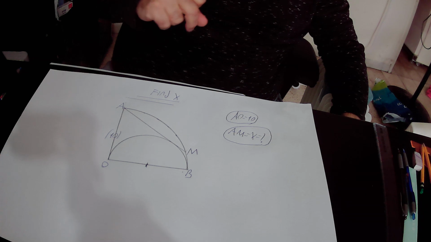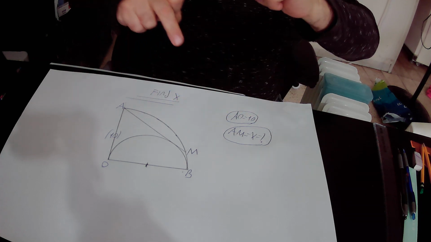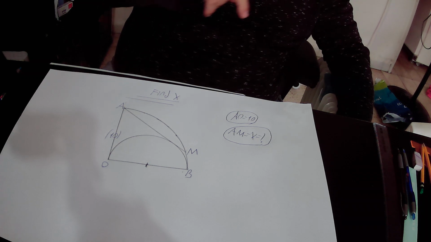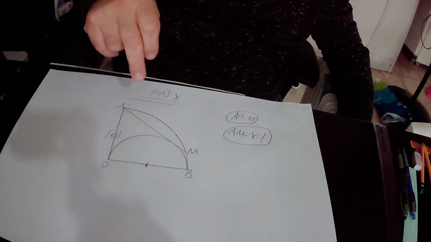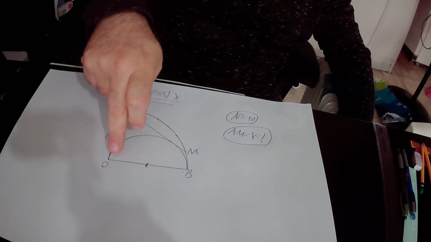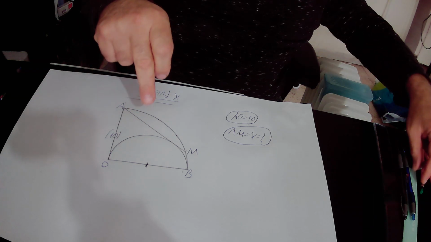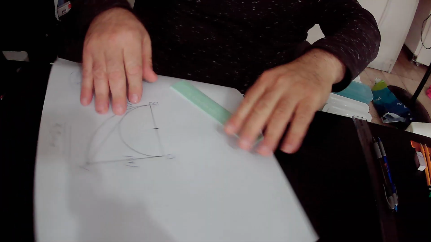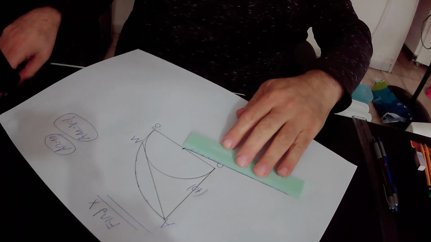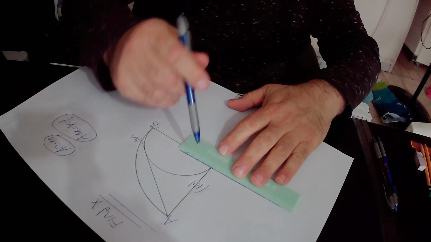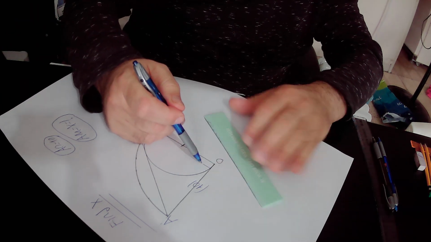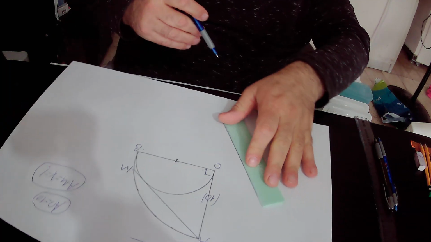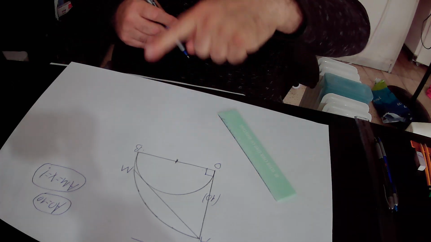Our mission is to find out the length of this line segment AM, that's equal to X, according to what is given as the question. So first of all, we know that AOB is a quarter circle. Therefore, this angle AOB is a right angle. It is equal to 90 degrees in its size.